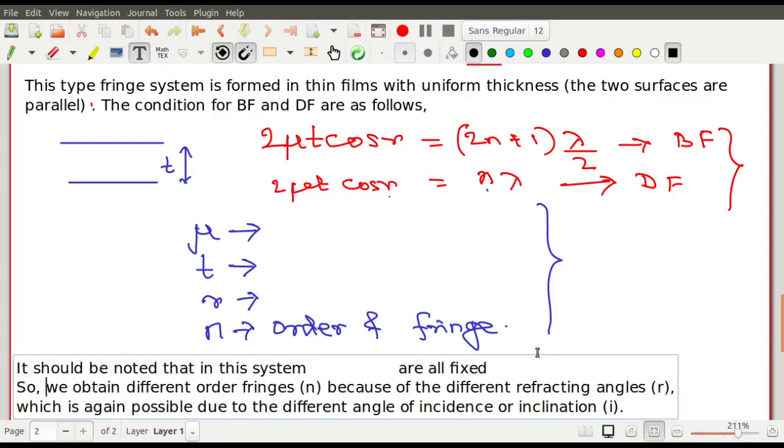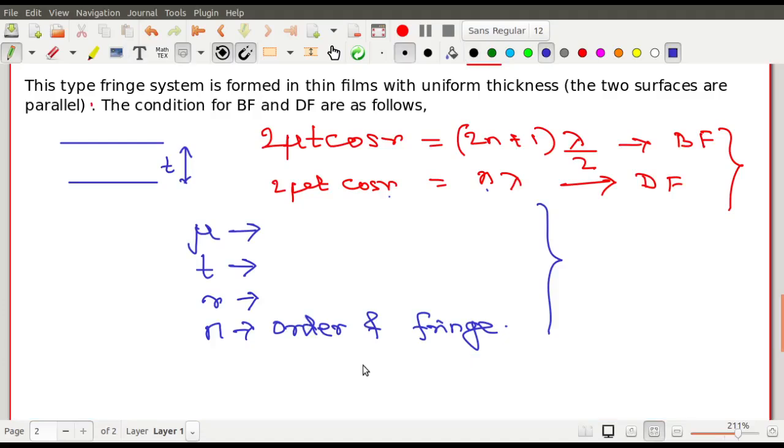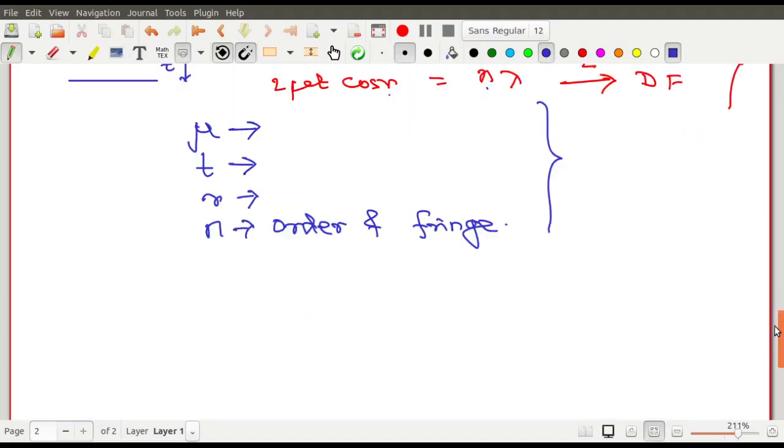So we obtain different order fringes. Acha. So what do I find? What happened? Everything gone? Ki holo re?